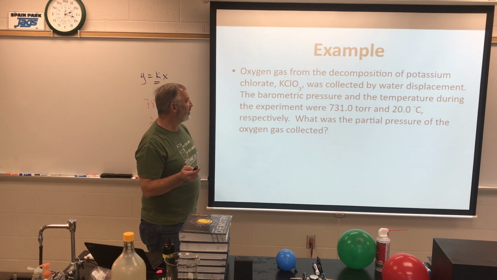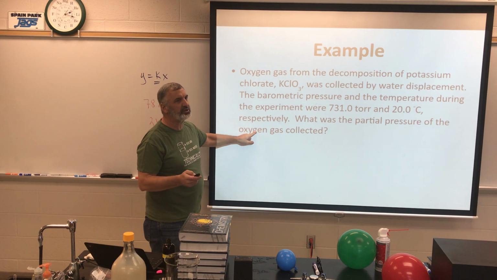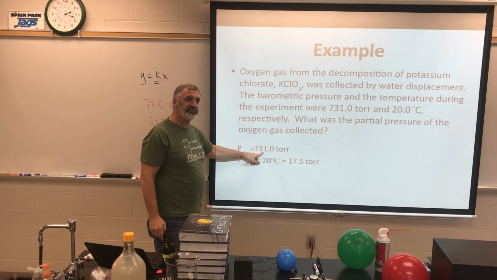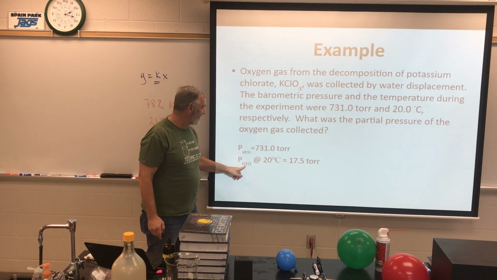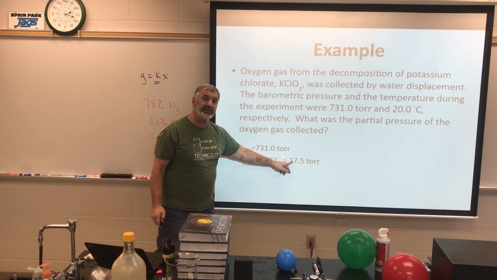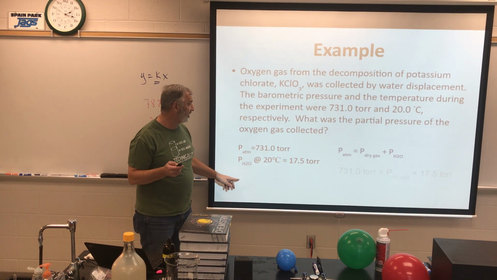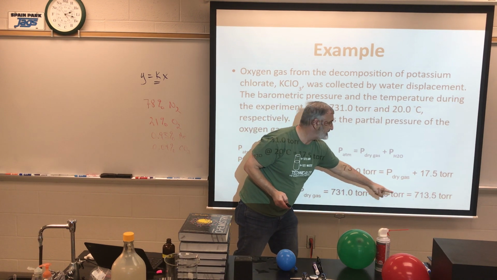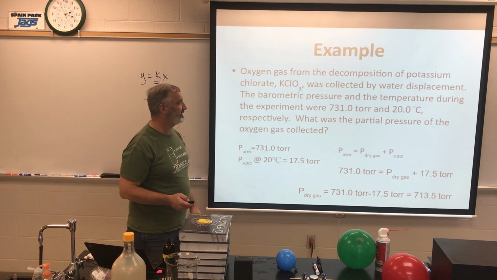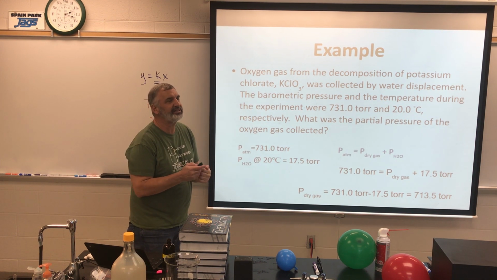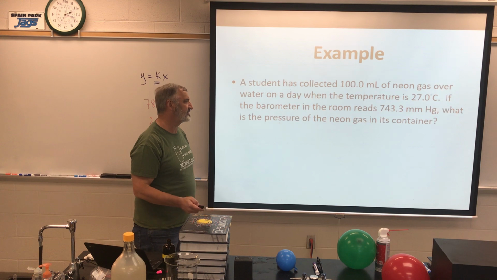So, what was the pressure, partial pressure of the oxygen gas collected? So I just want oxygen gas, I don't want the total pressure. So I have to go through. But the atmospheric pressure is 731. But part of that, the partial pressure of water, the water vapor pressure at 20 is 17.5. Therefore, the pressure of the dry gas is going to be 713. Okay? So that's going to be an extra step. When you collect it by water displacement, you have to subtract out water vapor pressure. That's due to Dalton's law.